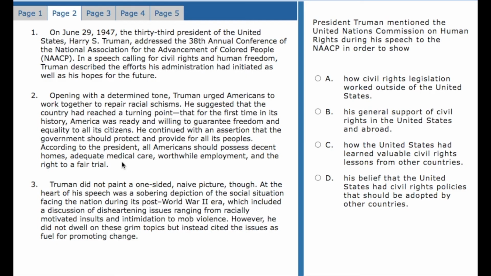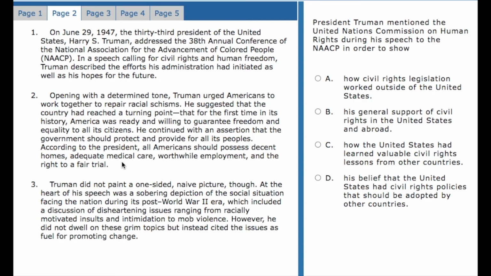Truman did not paint a one-sided, naive picture, though. At the heart of his speech was a sobering depiction of the social situation facing the nation during its post-World War II era, which included a discussion of disheartening issues ranging from racially motivated insults and intimidation to mob violence. However, he did not dwell on the grim topics, but instead cited the issues as fuel for promoting change.